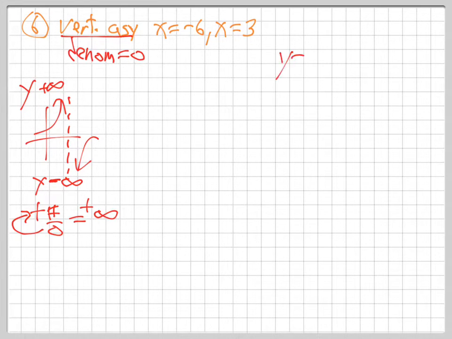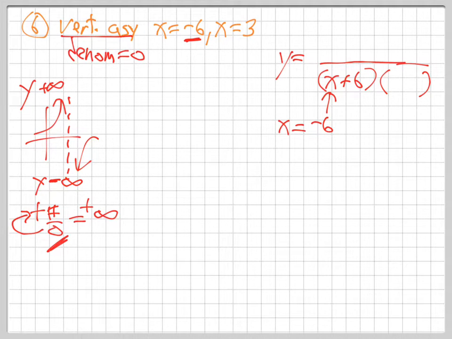So the function has got to look like this. X equals negative 6. I've got to have something here and something there, such that if you plug in negative 6, you're going to get 0 in the bottom. So that's got to be x plus 6, doesn't it? Because if you plugged in x equals negative 6, it would make that part 0. And then over here we have to have x minus 3, because if you plugged in x equals 3 right there, you would make that part 0.